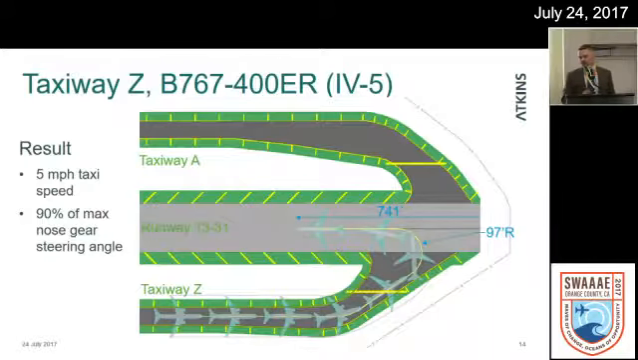So when we look at Taxiway Zulu, inherently, because of the angle of the taxiway, the aircraft wants to enter the runway further to the left, which puts it further from the end of the runway. Again, we looked at a 767-400ER at the request of Airfield Operations. We maxed it out. Let's push the aircraft as hard as we can. We ended up with a 97-foot radius, a 5 mile per hour taxi speed. The nose gear is turned at 90% of its max angle, and we end up with almost 800 feet of lost runway.